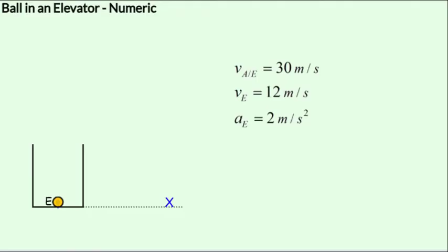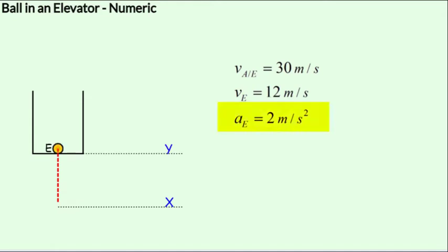Let's do a problem based on the last couple of lessons. An elevator has an initial upward velocity of 12 meters per second at level x, and it uniformly accelerates upwards at 2 meters per second squared. While it is at level x, a ball is fired upwards at 30 meters per second with respect to the floor of the elevator. So it would mean that the initial launch velocity of the ball would be 30 plus 12, or 42 meters per second, from the ground frame of reference.